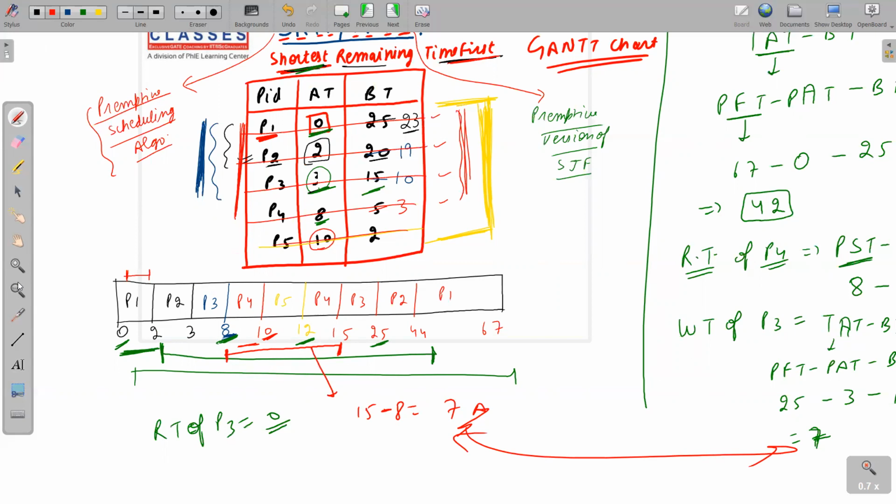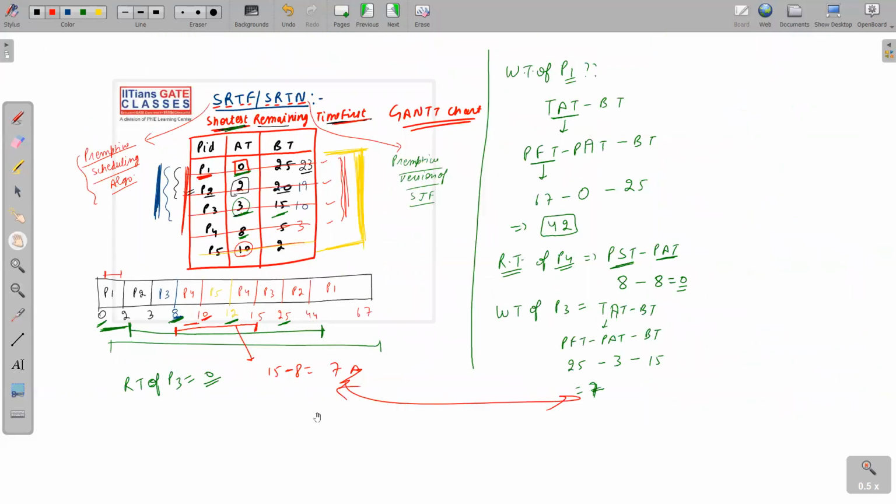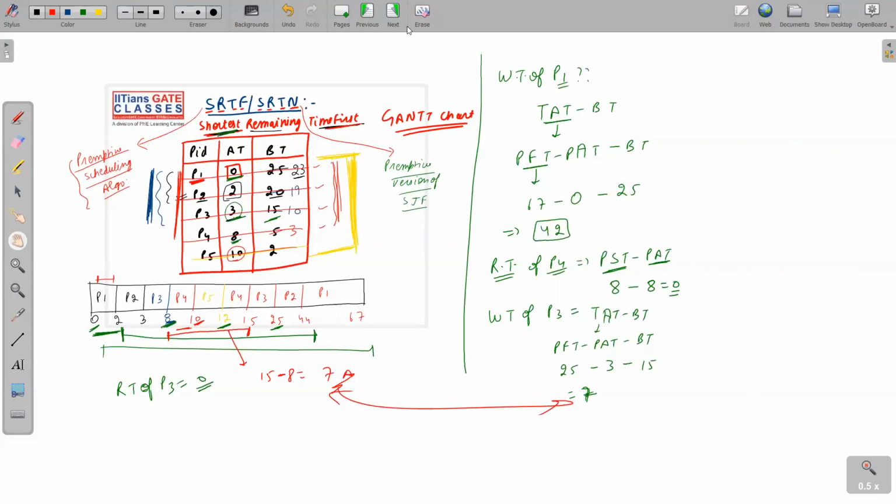Okay, yes. So now please take a snapshot or something. Everything I have put on the one slide. Take a snapshot. I will jump to the next slide now. So this was one of the best examples which has cleared all your doubts regarding shortest remaining time first, or shortest remaining time next. I'm jumping to the next slide now.